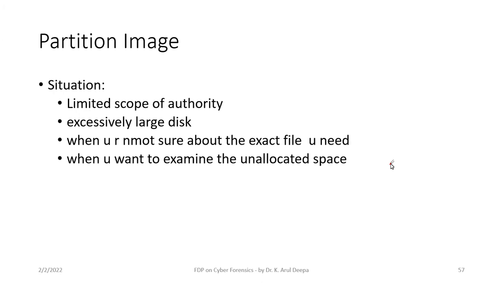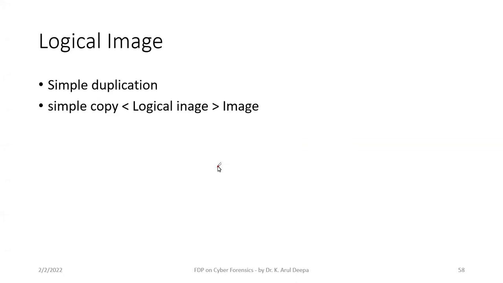When you are not sure about the exact file, then you need to go for partition imaging. If you know the exact file name, you just take the file with you. If you are not sure about the file's preliminary information, then you can go for the entire partition copy. Then, when you want to examine the unallocated space alone, you want to concentrate only on the unallocated space, you can go for partition imaging. You need not take an image of the allocated space also.